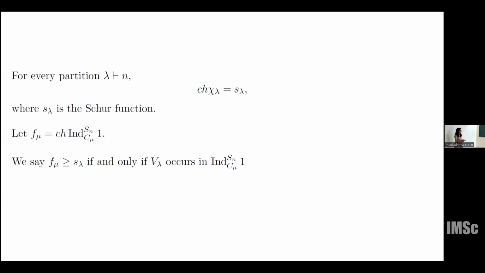The other part we will be using is the Littlewood-Richardson rule. For that, corresponding to any irreducible character, using the Frobenius characteristic, I can get a Schur function. So the characteristic of chi lambda, the irreducible character of the symmetric group, will be equal to the Schur function s lambda. And I denote F mu to be the characteristic of this induced representation. We say that F mu is greater than or equal to s lambda if and only if V lambda occurs in this induced representation.